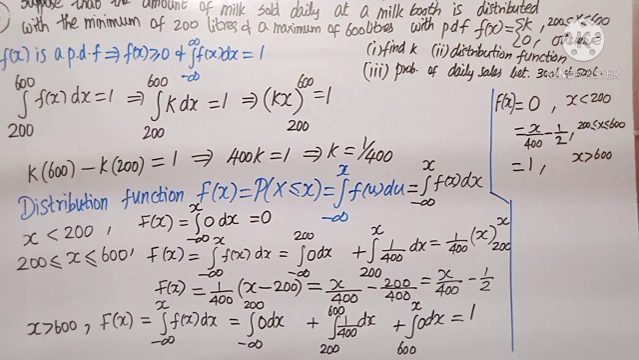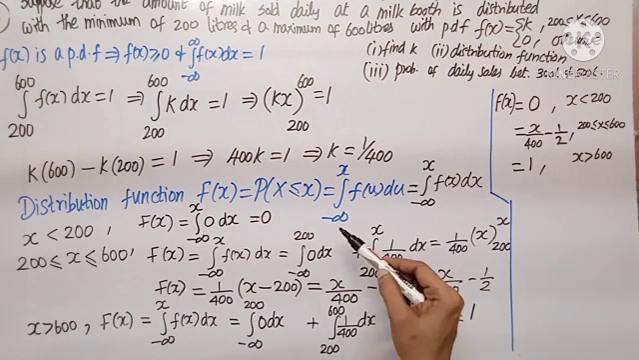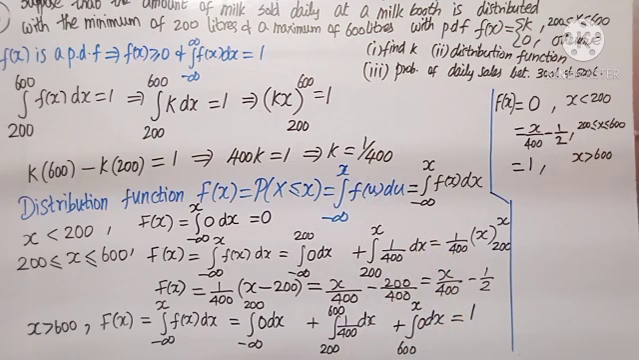When the third interval comes, that is x is more than 600, say 650, my formula is minus infinity to 650. How will I split it? Minus infinity to 200, 200 to 600, 600 to 650. So here x is between 600 and infinity, that is x is above 600. So whenever x is above 600, we split it into 3: minus infinity to 200, 200 to 600, 600 to x.